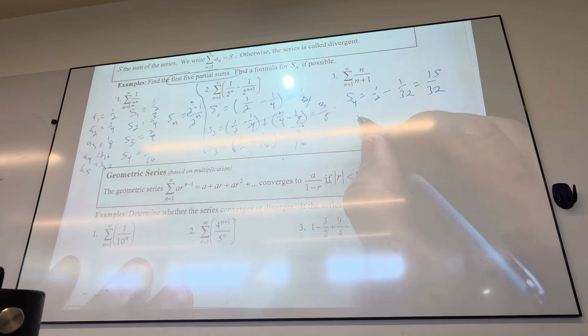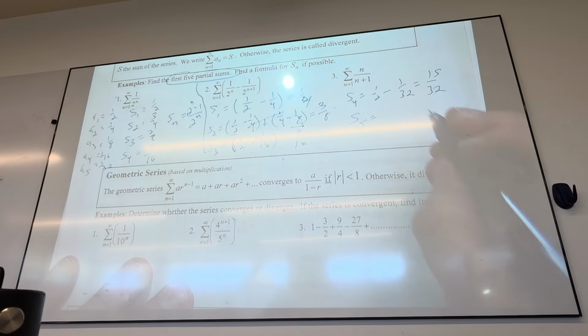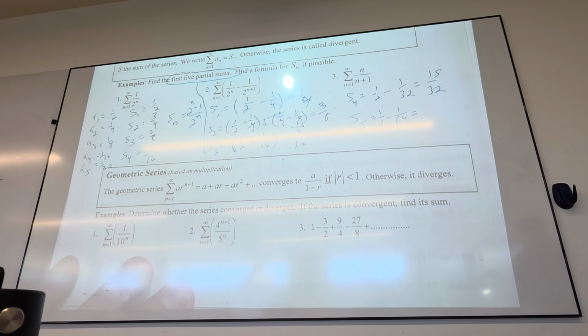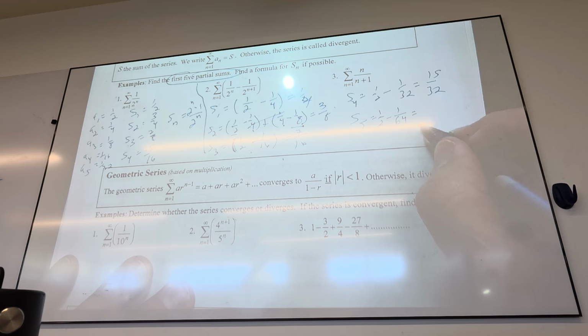And then S5, did we get S5 yet? It'll be 1/2 minus 1/64. What is that? It'll be 31/64? Yes.